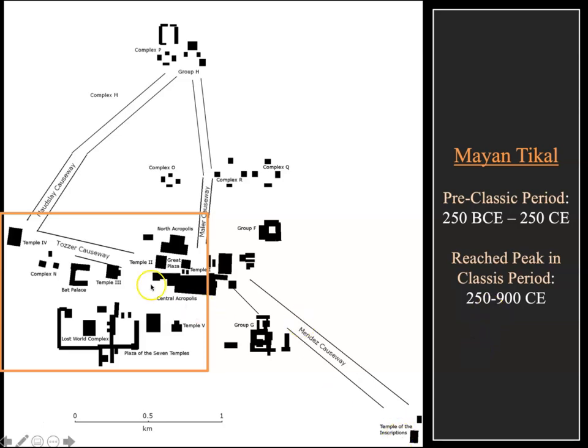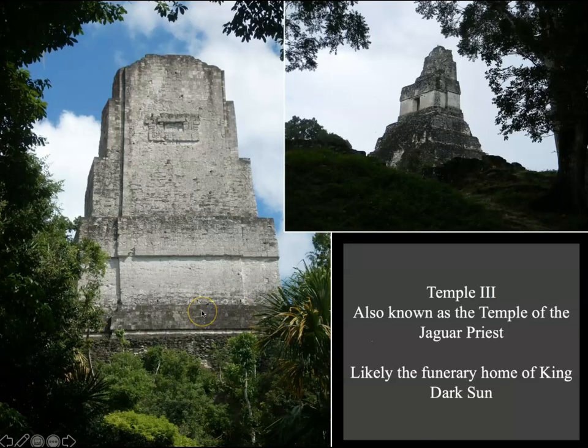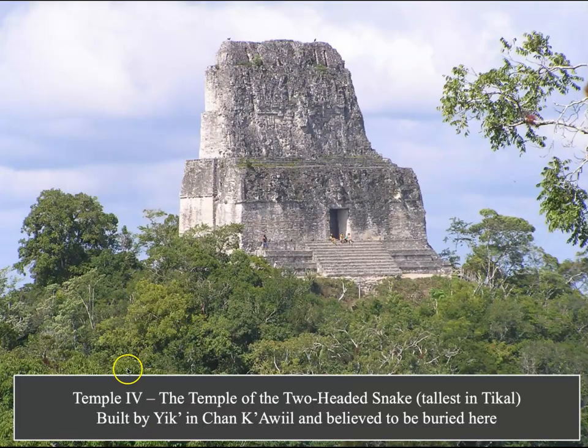And then moving further out is Temple 3, 4, and 5. Temple 3 is known as the Temple of the Jaguar Priest, likely a home for the King of the Dark Sun. We don't know his name exactly, but I'll show you some ruler stela that exist to show the rulers of those areas and the inscriptions that are there as well.